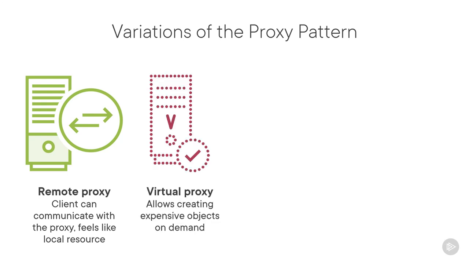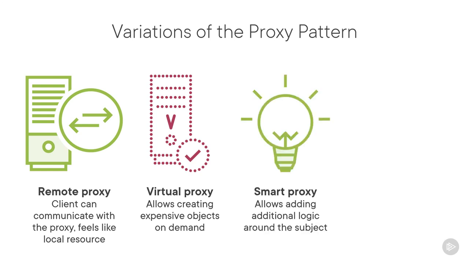The second variation is the virtual proxy. This one allows creating expensive objects on demand. You can look at it as a stand-in for an object that is expensive to create. So, performance optimization is a big advantage of this type of proxy. Another variation is the smart proxy. The purpose is to allow adding additional logic around the subject. Typical examples are managing caching or locking access to shared resources.